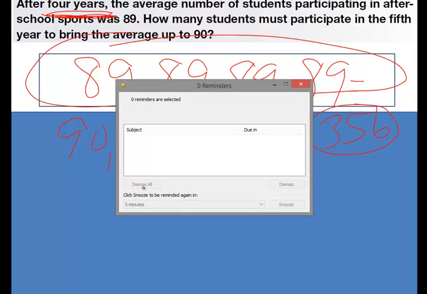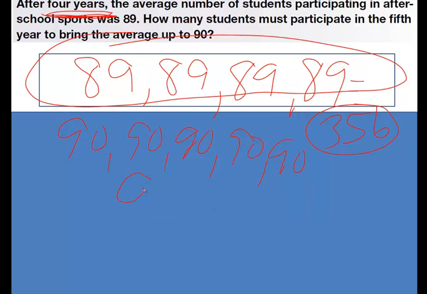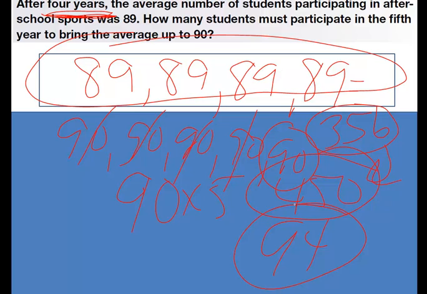Or you could just take 90 times 5 equals 450, and then when you subtract 356 from 450, you get the 90 plus the 1, 2, 3, 4. You get the 94 students. So in the 5th year, you'd need to have 94 to have an average of 90.